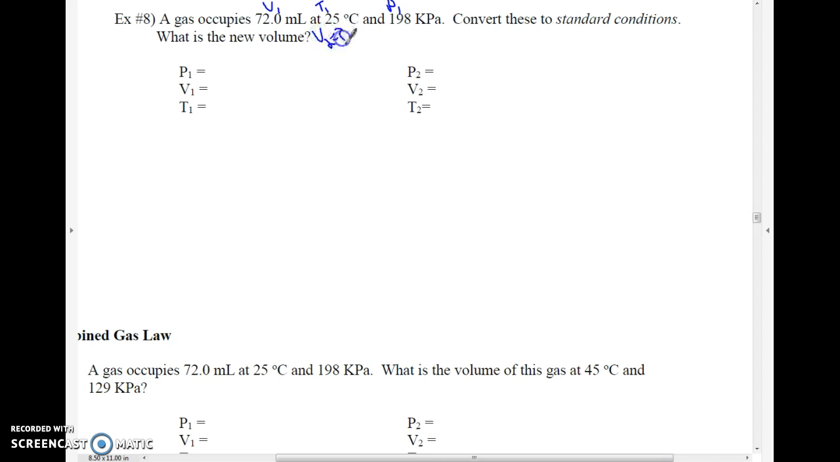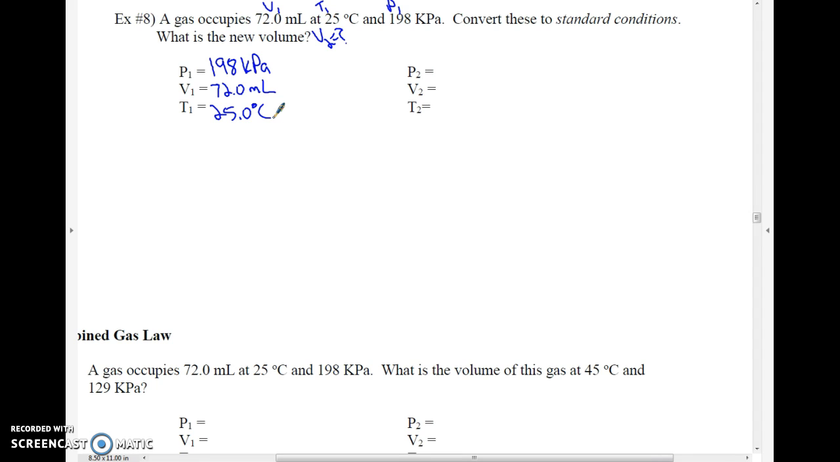So we are looking for a volume. All right, so we can fill this stuff in. Initial pressure is 198 kilopascals. Initial volume is 72.0 milliliters. The initial temperature is 25.0 degrees Celsius.